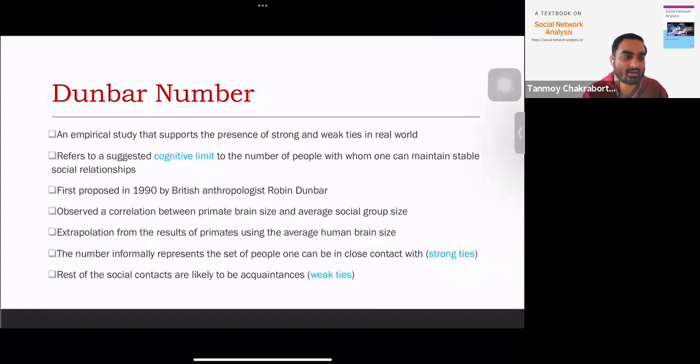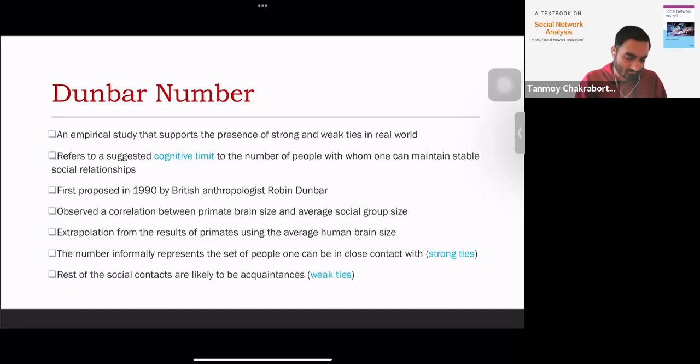Say, for example, I have 3,000 friends on Facebook. It is not possible for me to remember all 3,000 friends. Some of them are very close to me. Some of them are not that close to me. Some of them are very far from me, but still they are friends. So in cognitive study, it directly supports the strong and weak ties in the real world. What Dunbar did was try to understand how many friends you can remember at a particular time.